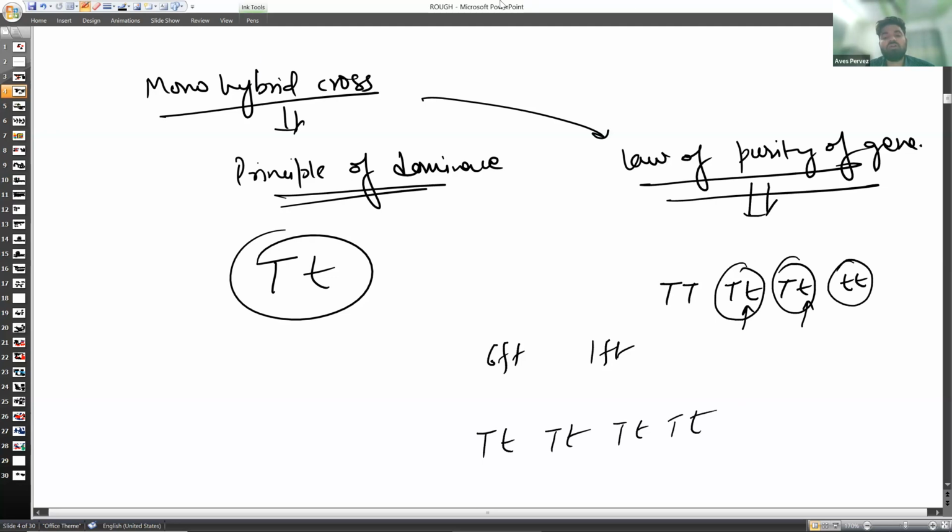They are all tall. So this shows that in the heterozygous condition, one gene is dominant over the other. This is the conclusion that we get in the monohybrid cross.